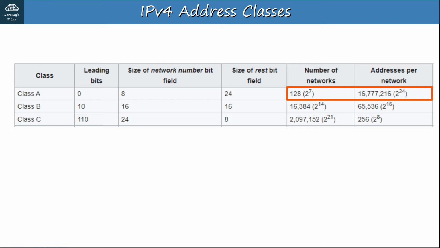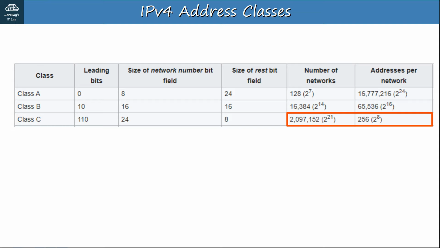That is 2 to the power of 24, because there are 3 octets. 3 times 8 equals 24 bits. Class B addresses are different. There are more Class B networks, 16,384, but fewer addresses per network, 65,536, which is still very many addresses, of course.